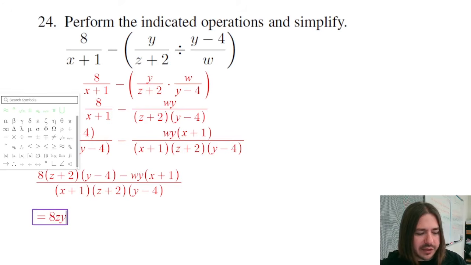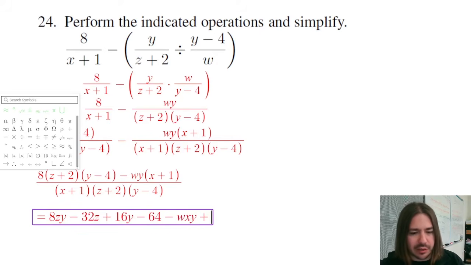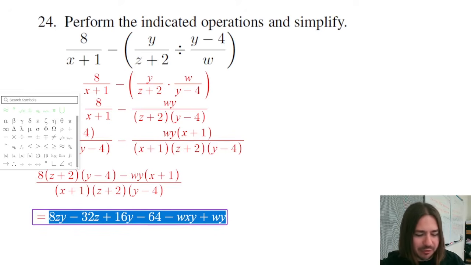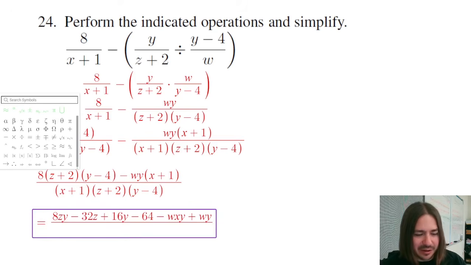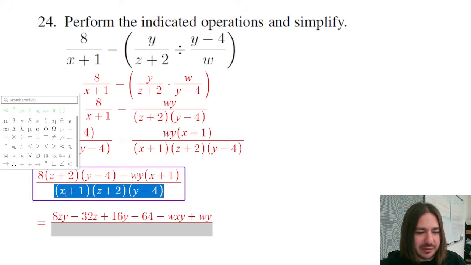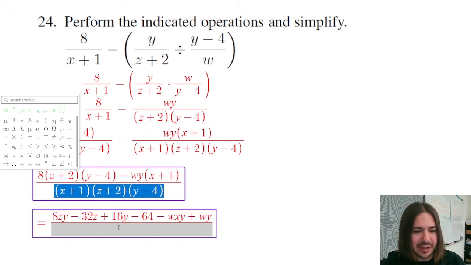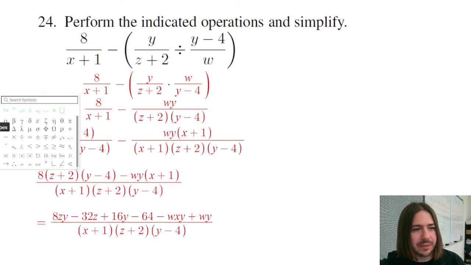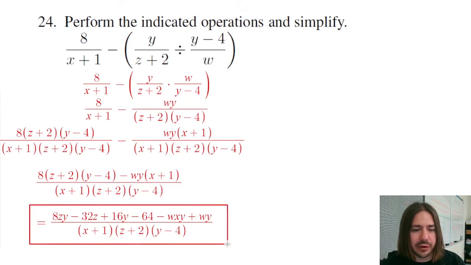So our final answer here is 8zy minus 32z plus 16y minus 64 minus wxy plus wy all over, geez, what an answer here, am I right? x plus 1 times z plus 2 times y minus 4. And that's about it for number 24 here.